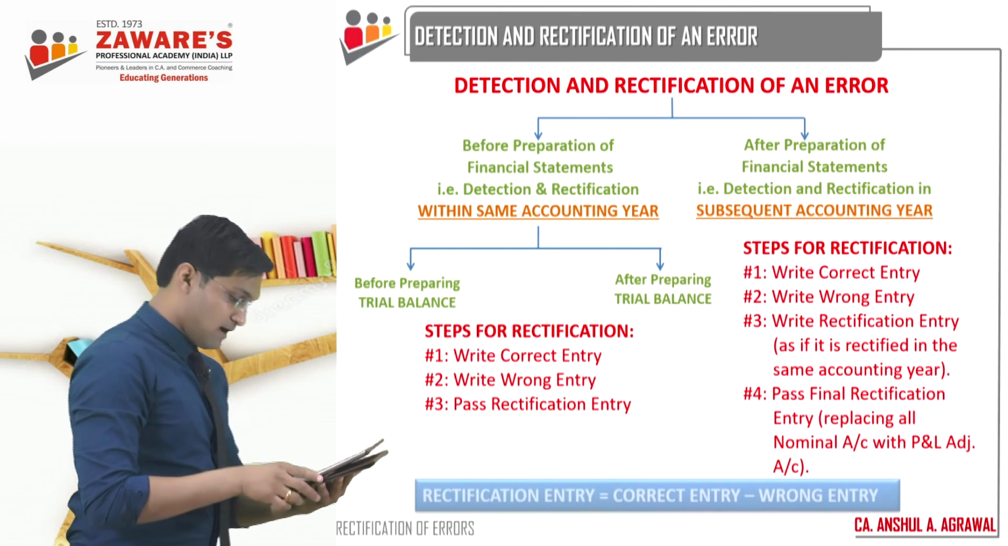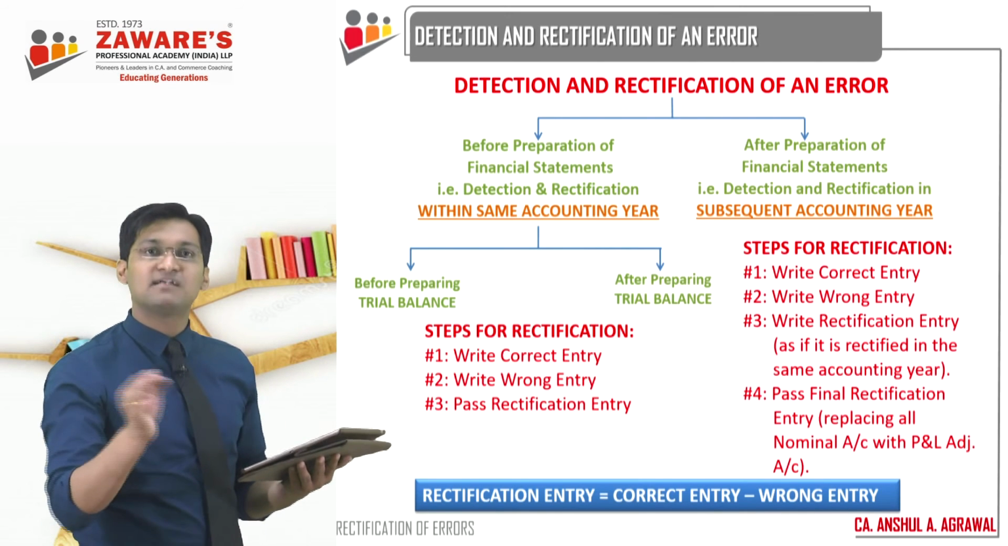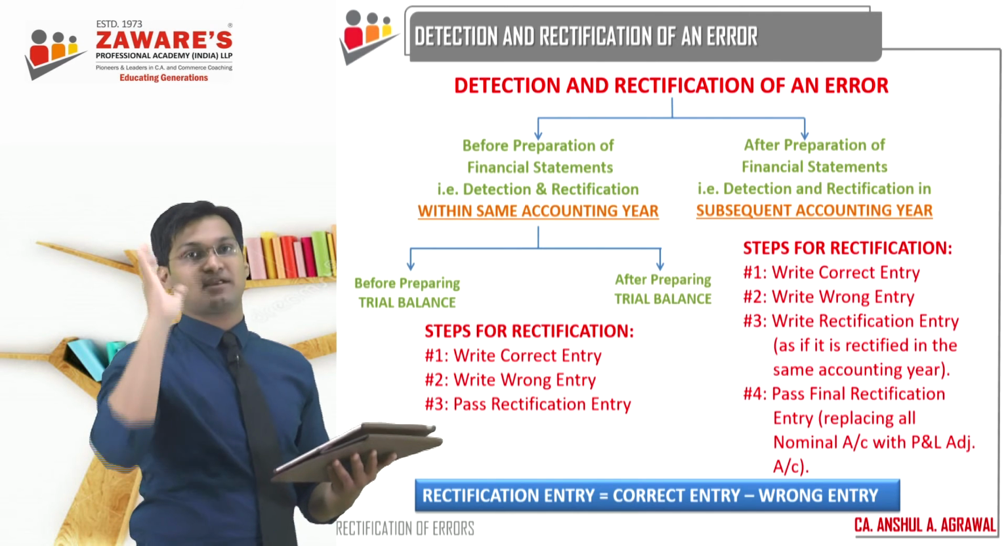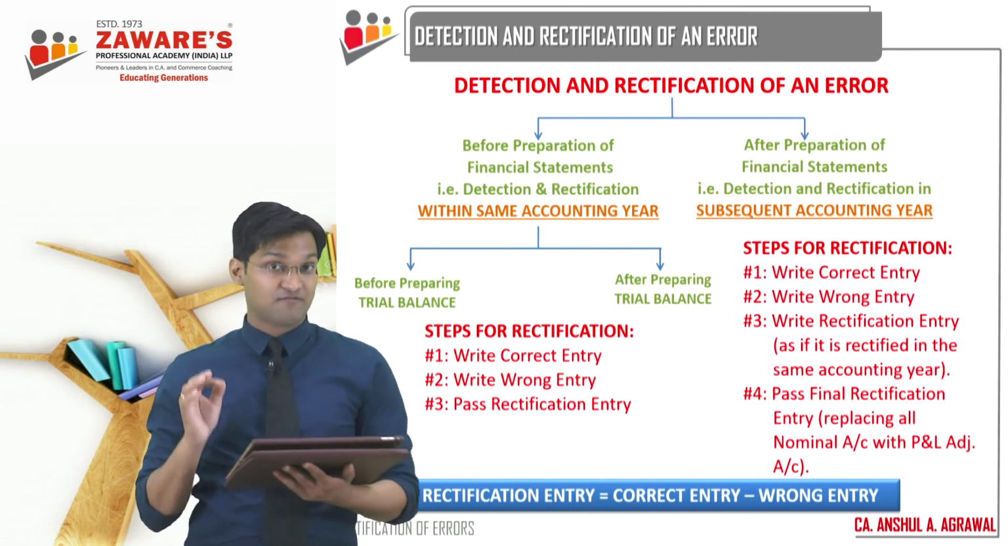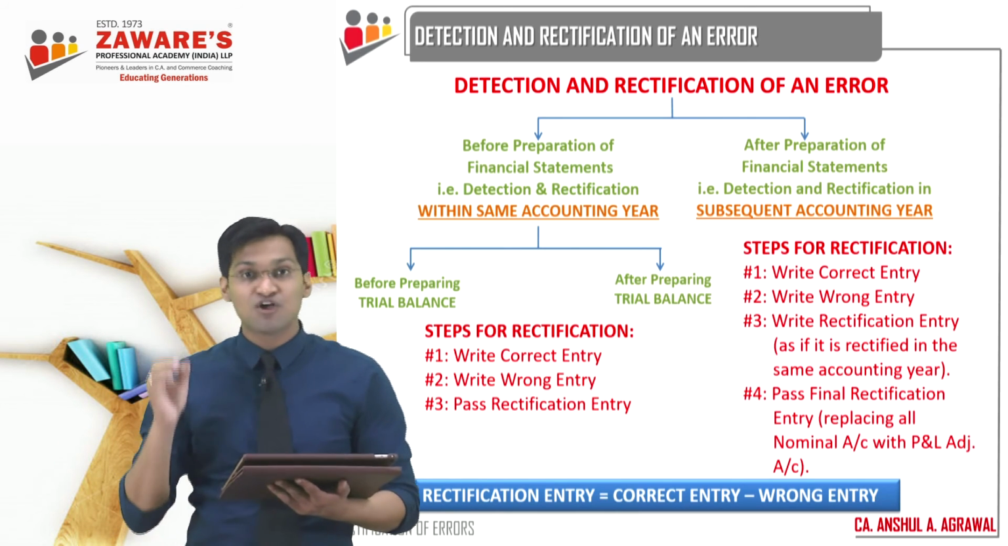So my dear friends, out of this, can I say rectification entry is nothing but it is equal to correct entry minus wrong entry. Understand properly. Rectification entry is equal to what? Correct entry minus wrong entry.